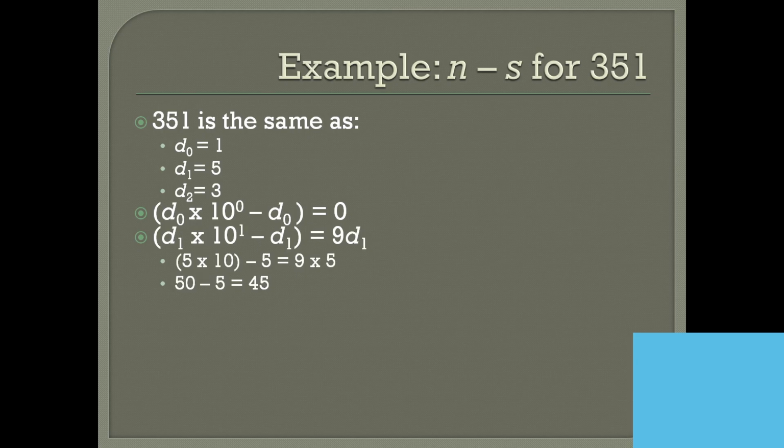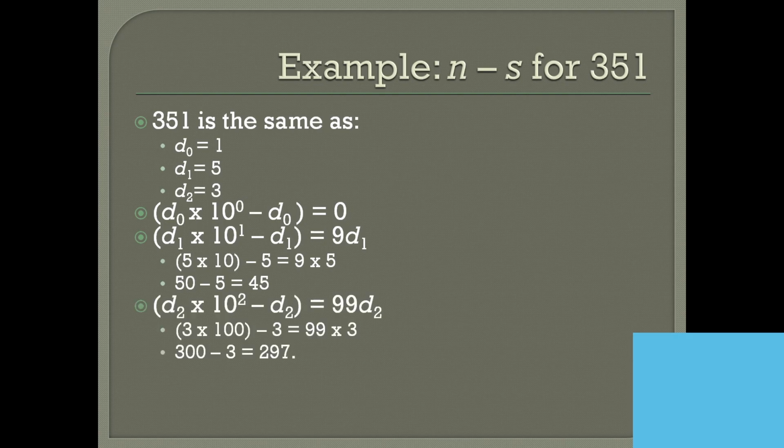D1 times 10 to the first minus D1 is going to equal 9 times D1. And D1 in this case equals 5. So we substitute that in. We're saying 5 times 10 to the first minus 5 is going to equal 9 times 5. Well, 5 times 10 to the first is 50, and we're subtracting 5. That gives us 45. 45 is indeed what 9 times 5 is, so again, that checks out. Now we throw in D2 times 10 squared minus D2, which is going to equal 99 lots of D2. So our number here is 3. We sub that in. 3 times 10 to the second is 300, minus 3, is going to equal 99 times 3. Well, 300 minus 3 is 297, and 99 times 3 is 297.